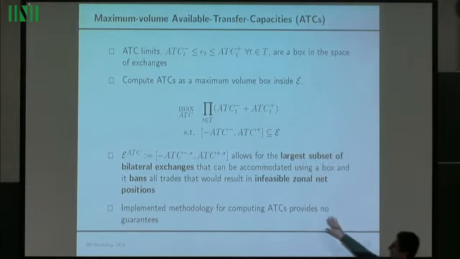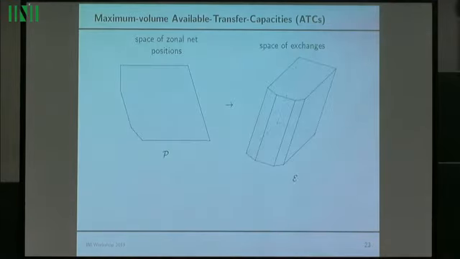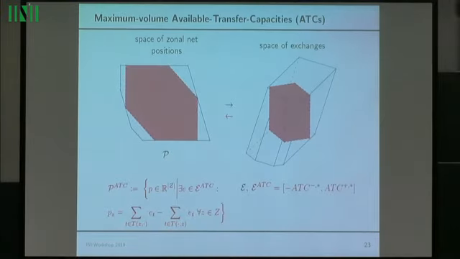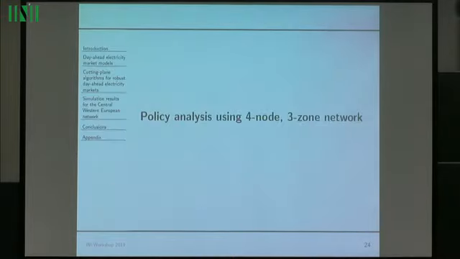we have no guarantee that the existing methodology, in fact, respects the 2 rules that I mentioned earlier. Again, that will be demonstrated in the numerical example. So graphically, this is what's going on. We have the lifting from the zonal space into the bilateral exchange space. We're maximizing the volume, and then we're mapping that back into the zonal space, and we get our usual diamond-shaped flow-based, net injection polytope for the ATC model.